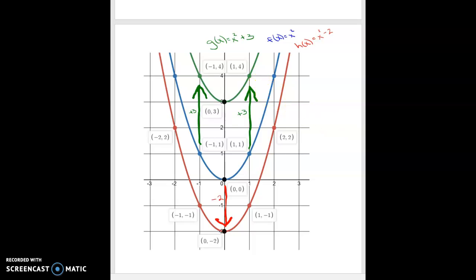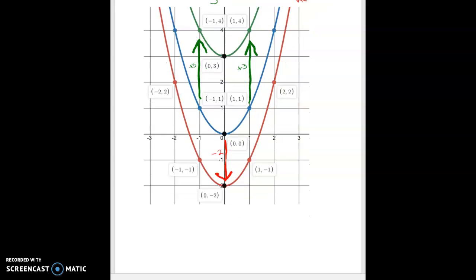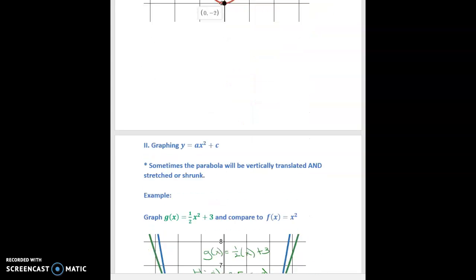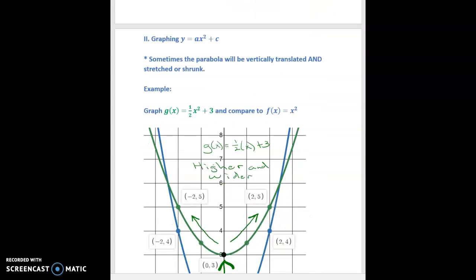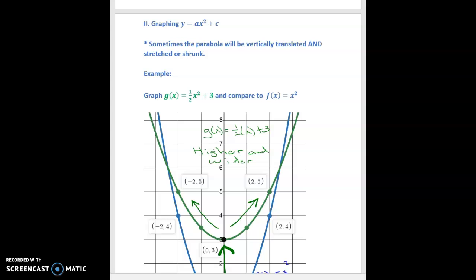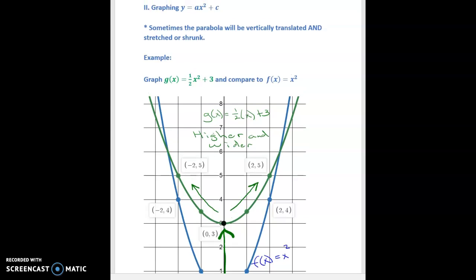Okay, I'm going to move on a little bit. So sometimes you are also going to have to, I can't show everything right here, so I'll stop there for just a second.